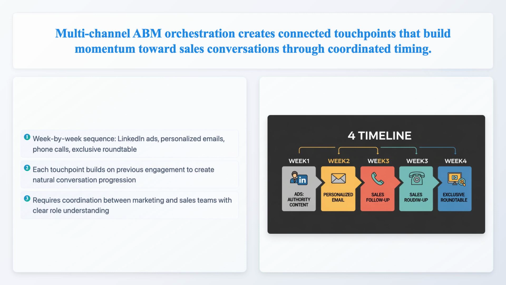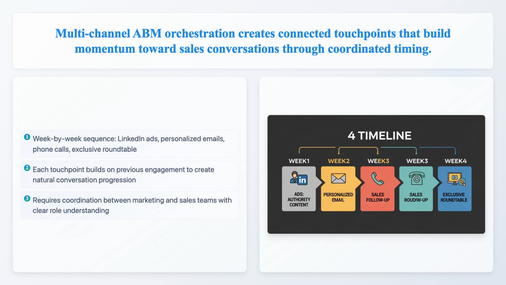Week 3. Follow up with phone calls to email responders, using the content engagement as a natural conversation starter about their specific compliance challenges. Week 4. Invite the most engaged contacts to an exclusive virtual roundtable, Automotive Supply Chain Sustainability: Preparing for New Regulations. This orchestration creates multiple touchpoints that feel connected and valuable rather than random. Each touchpoint builds on the previous one, creating momentum toward meaningful sales conversations.